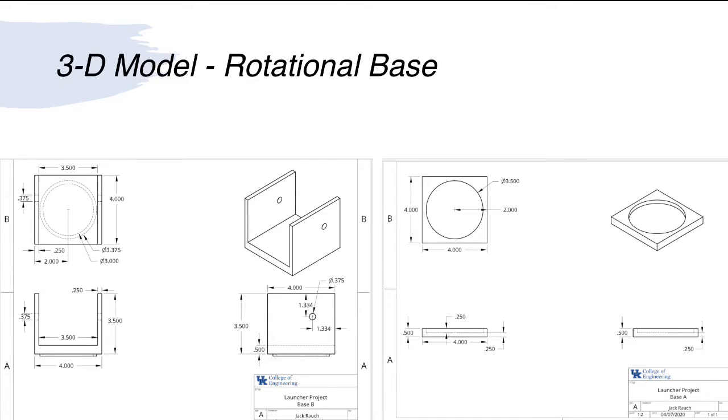Starting with the 3D model, I have the drawings of the rotational base here. On the left, I have the top of the rotational base. This hole will go through the axle, will hold the axle, and where that will hold the ping pong ball launcher itself. On the right, I have the bottom rotational base that will rotate everything, including the launcher.